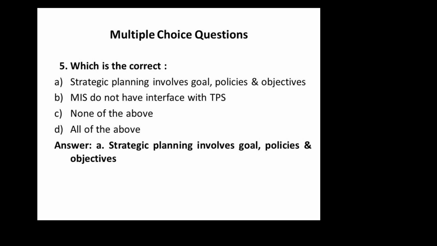So that's why B is wrong, incorrect. So A is the correct answer. Strategic planning involves goals, policies, and objectives. Top level management planning always involves decisions based on the goals, policies, and fulfilling the objectives of the company. So A is the answer.